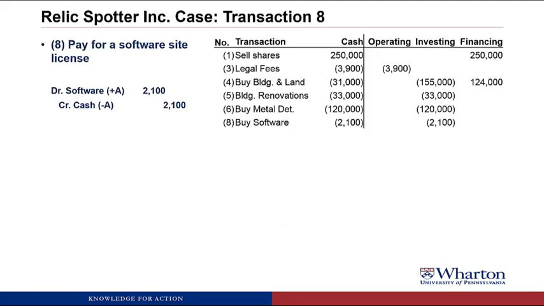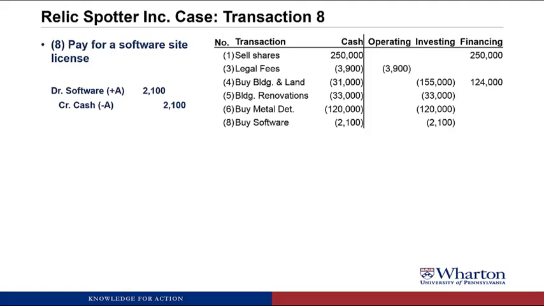The answer here is an investing cash outflow of $2,100. And before the virtual students jump in, I'll just tell you, this is like the prior two, where we're investing in a long-term asset. So that's going to make it an investing activity because we're investing for more than a year.